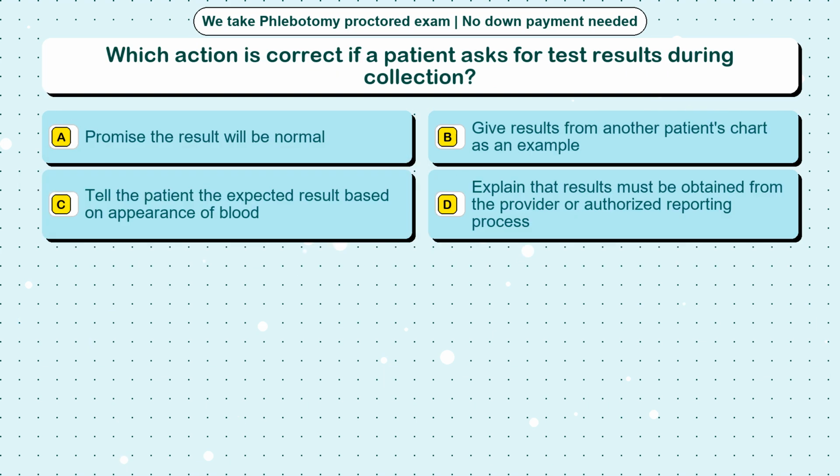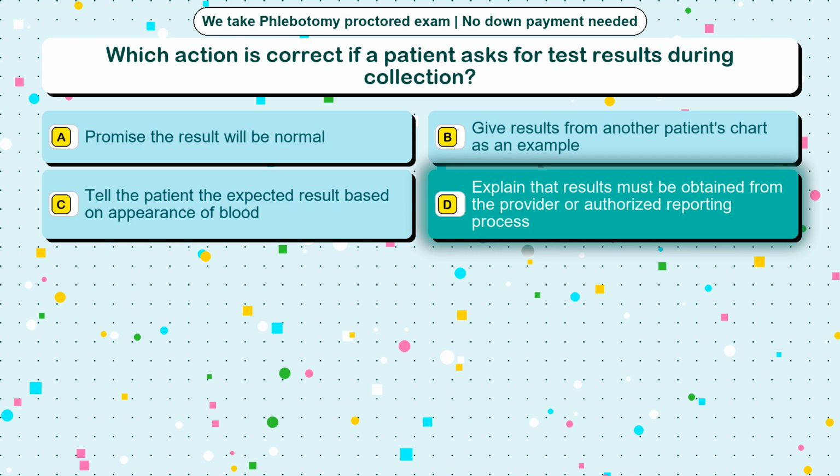Question 30. Which action is correct if a patient asks for test results during collection? Option A, promise the result will be normal. Option B, give results from another patient's chart as an example. Option C, tell the patient the expected result based on appearance of blood. Option D, explain that results must be obtained from the provider or authorized reporting process. The correct answer is option D.